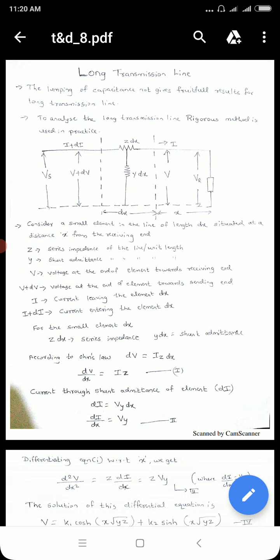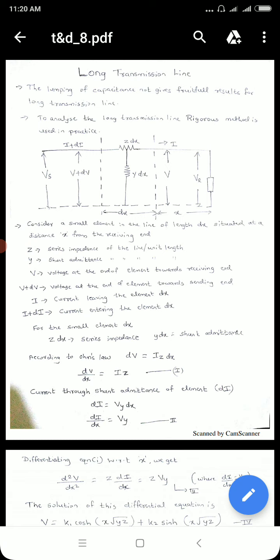So continuing with the performance of transmission lines, today we are going to see the long transmission line. In previous classes we have seen the short transmission line and medium transmission line. In that we have seen the end condenser method, nominal T method, and nominal pi method. Now the long transmission line, which is more than 150 km of length.